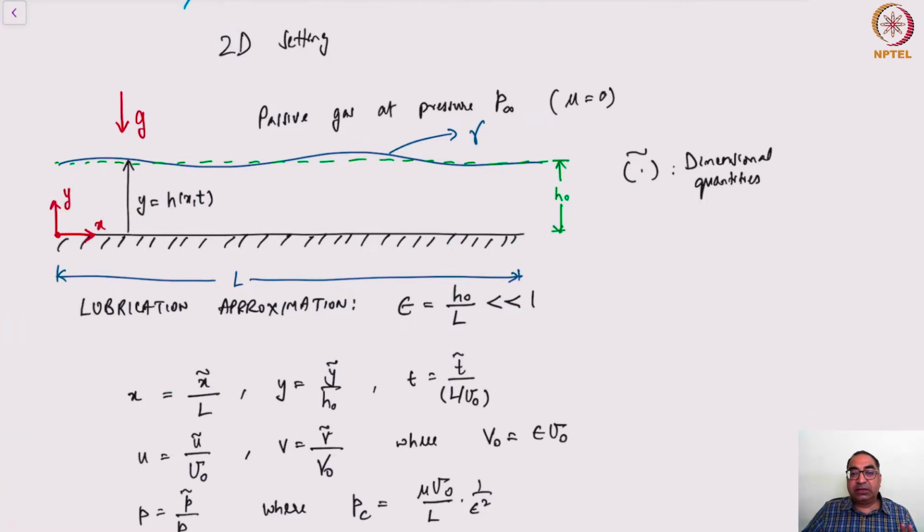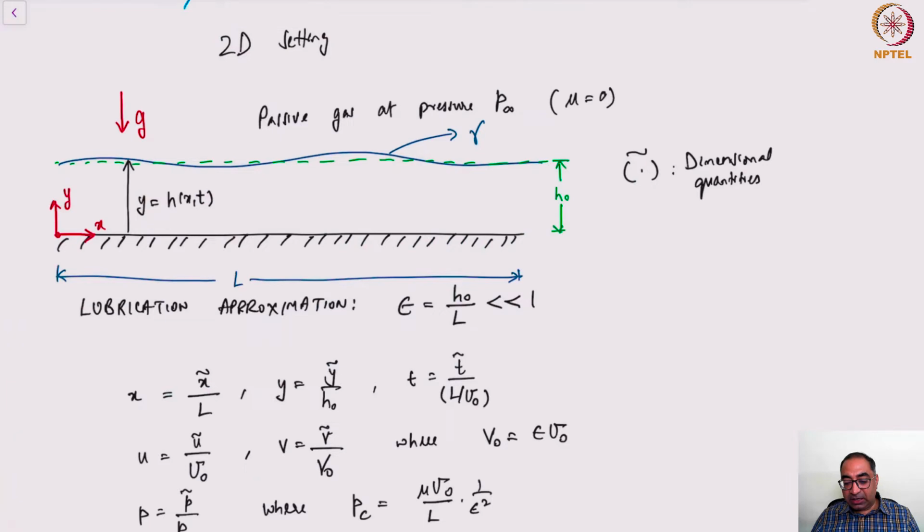I've taken the characteristic length scale for non-dimensionalization of x variables as L. For y, I've taken it to be h0. For horizontal velocity, I've taken u0, and for vertical velocity, it's v0. And we've also found, in the discussion of lubrication approximation that we had earlier, that the scale for pressure that we get is the viscous scale for pressure, that is mu u0 by L divided by epsilon square. That's the scale for pressure.